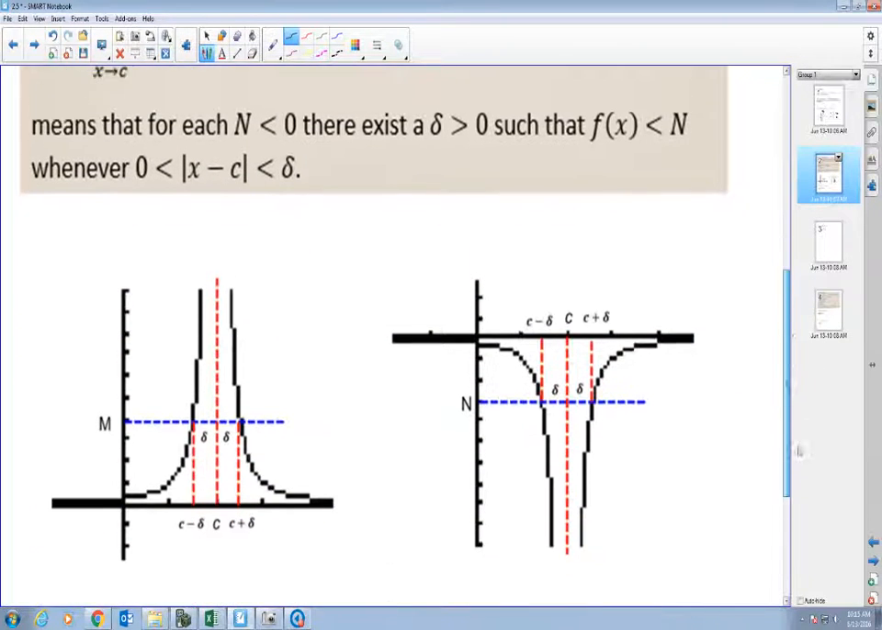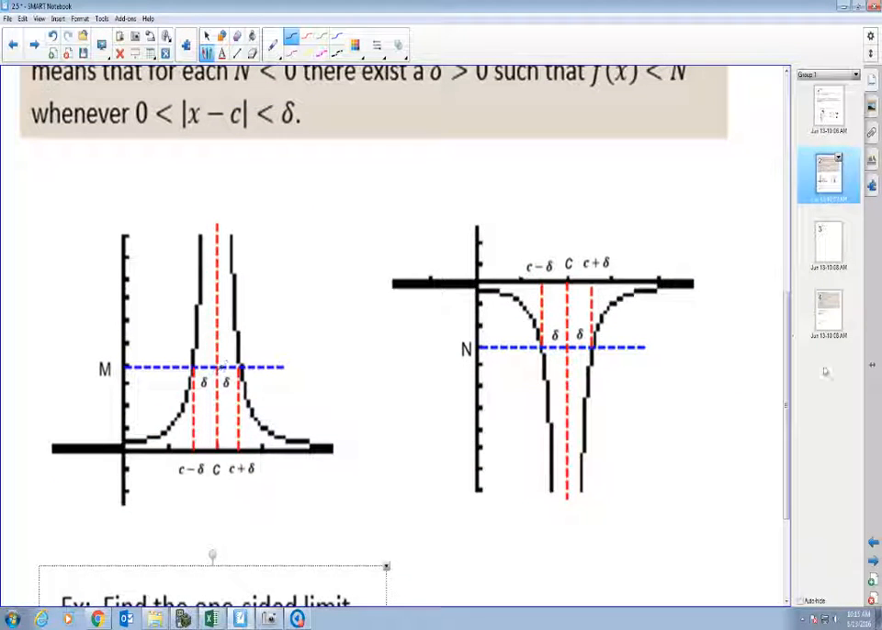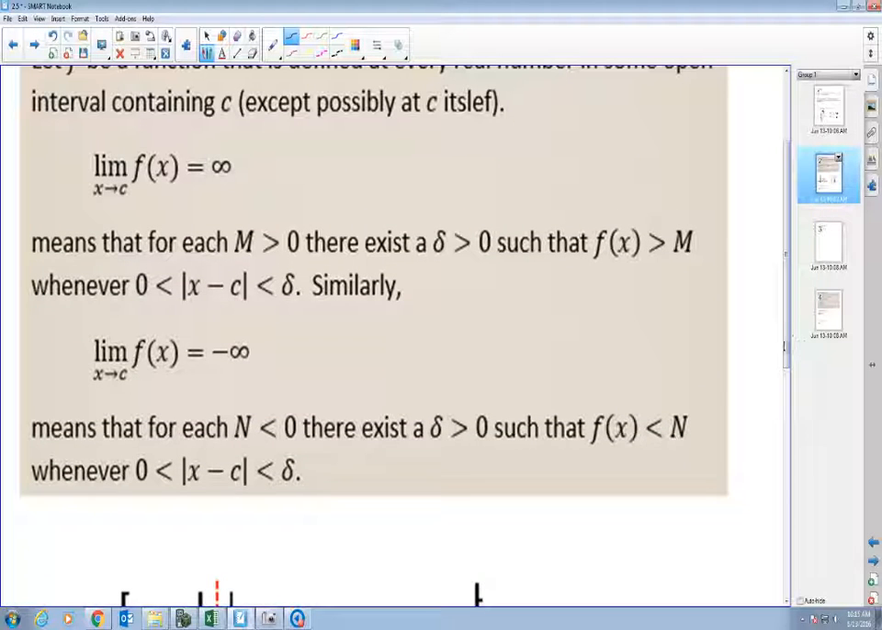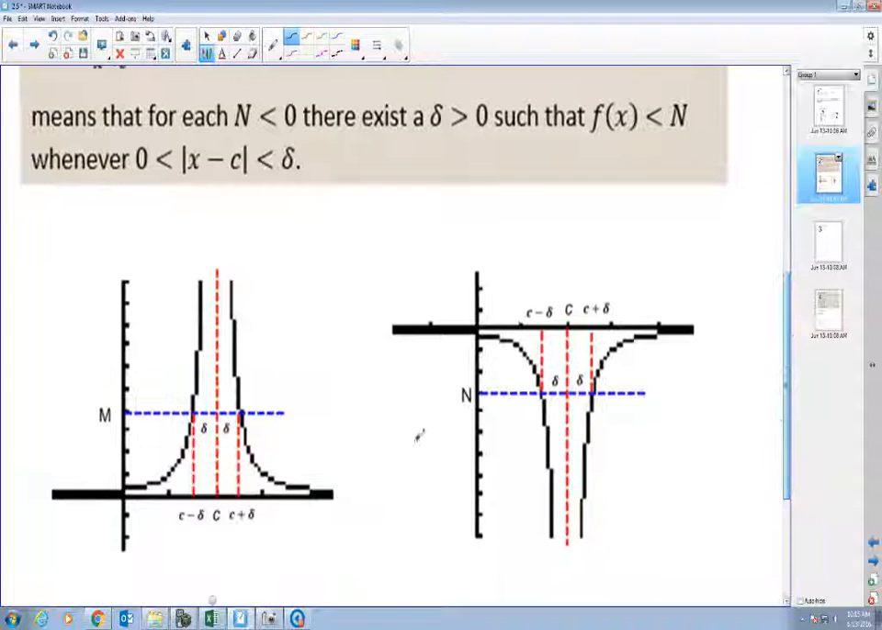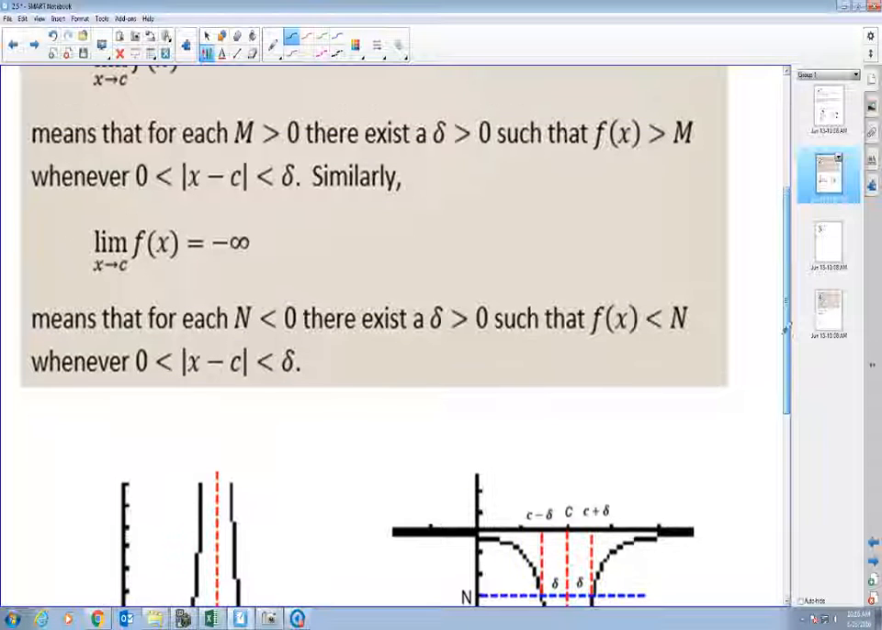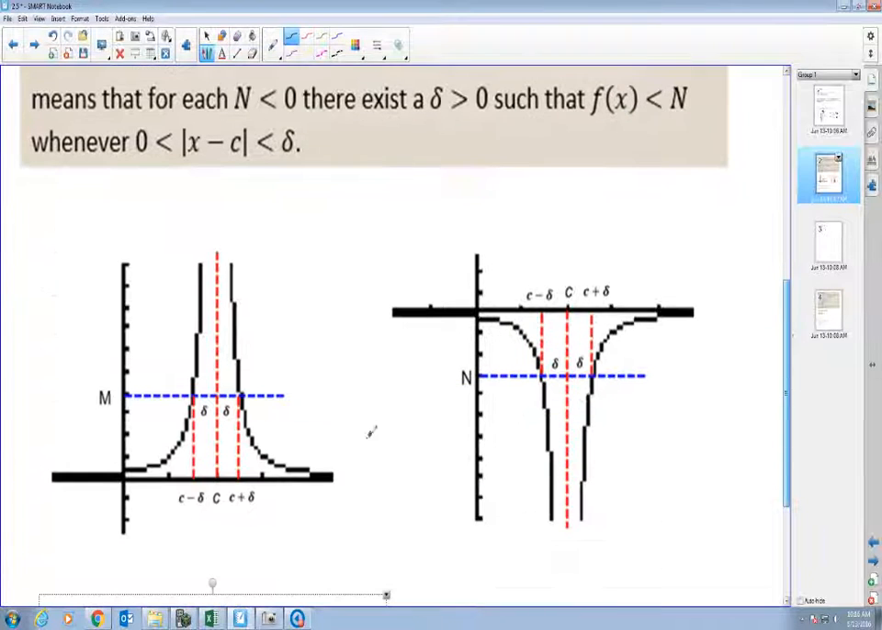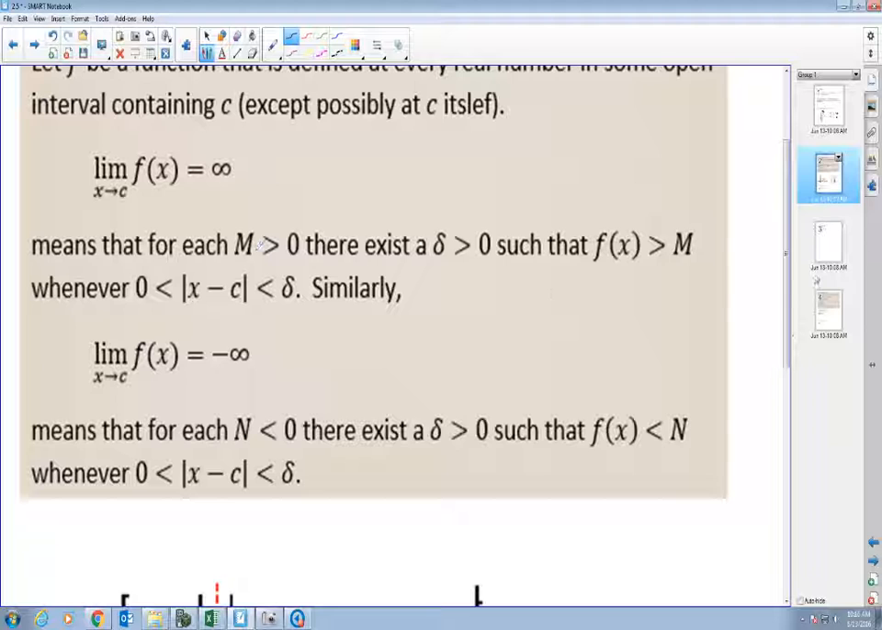Graphically, we denote the limit of the function as infinity if there exists a number M. This M is a y value, and the y values of my function are bigger than it. That means there are many y values greater than my M, such that wherever that M is, there exists an x in the interval from c minus delta to c plus delta. That's what the theorem here is saying.